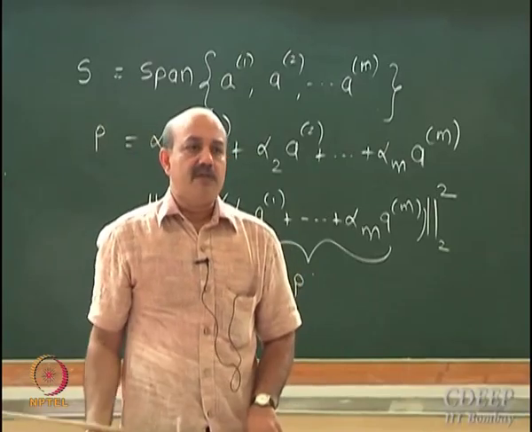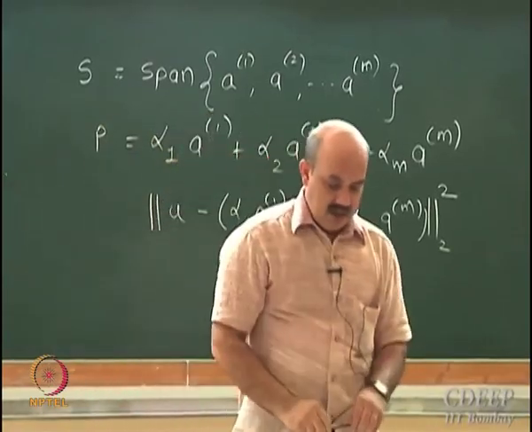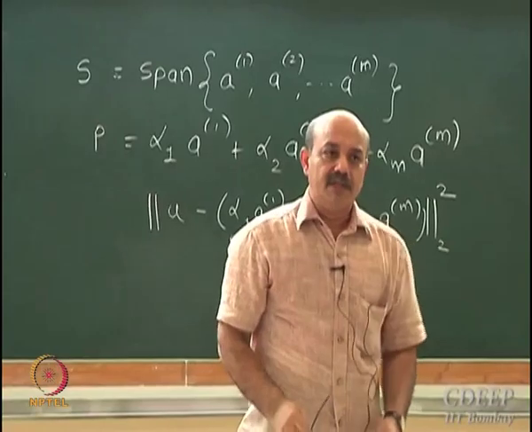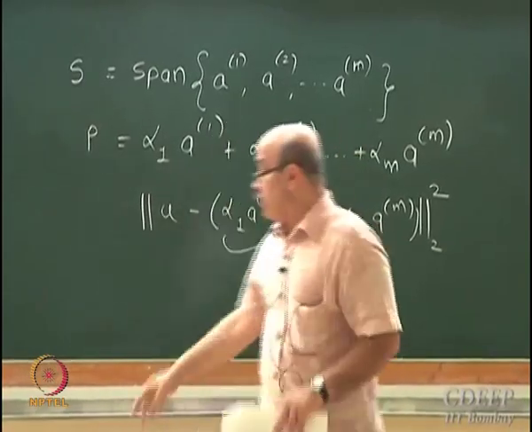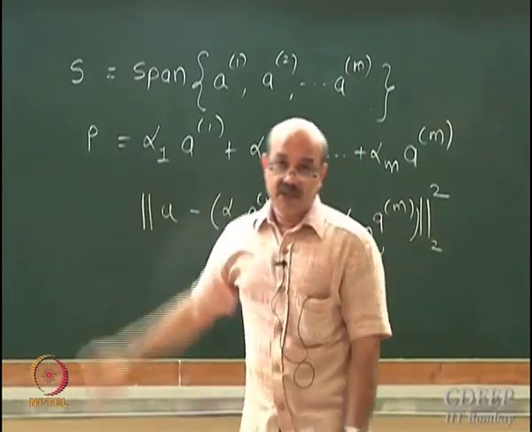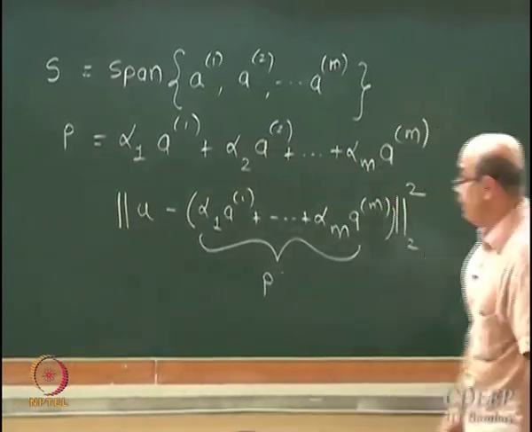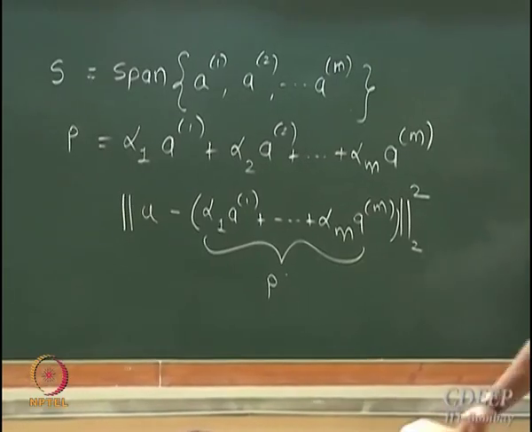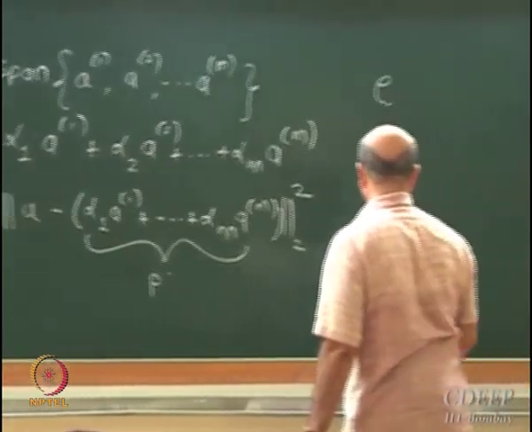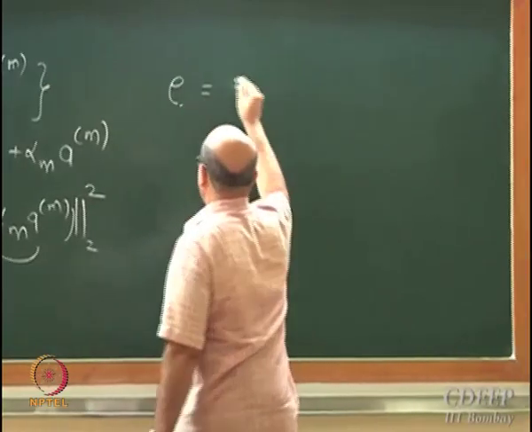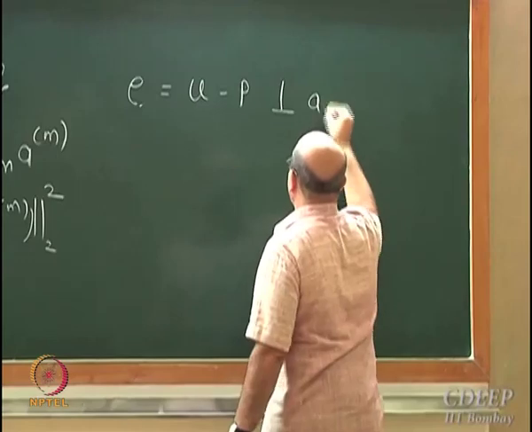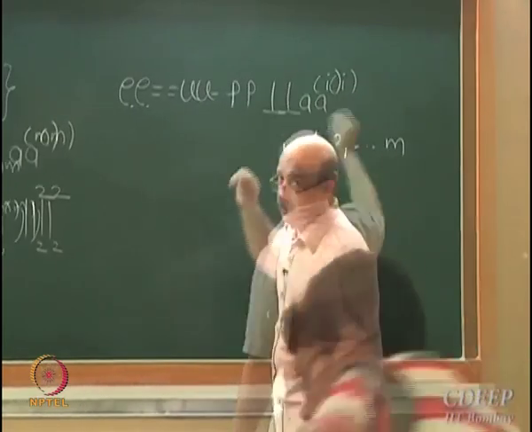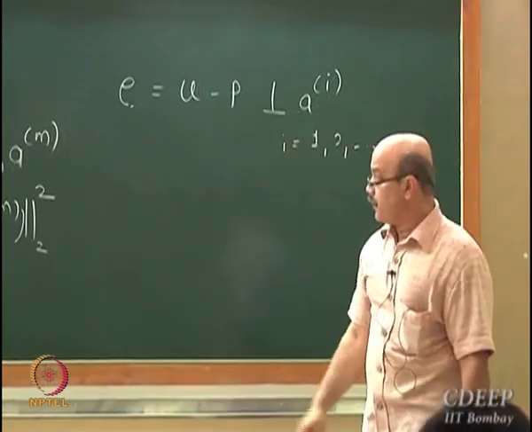So what the classical projection theorem in Hilbert spaces says is that the way to find this vector P which is at the shortest distance is to use the fact that this error vector e, that is u minus p, is perpendicular to ai, i going from 1 to m.